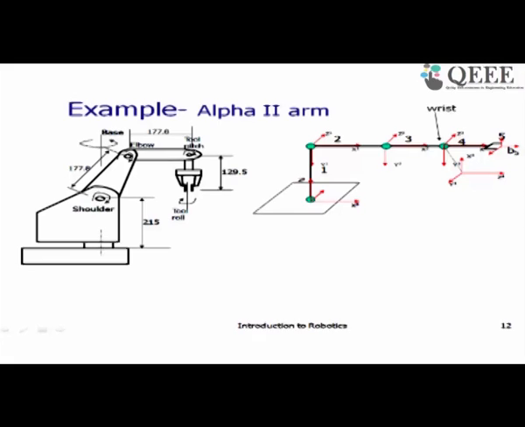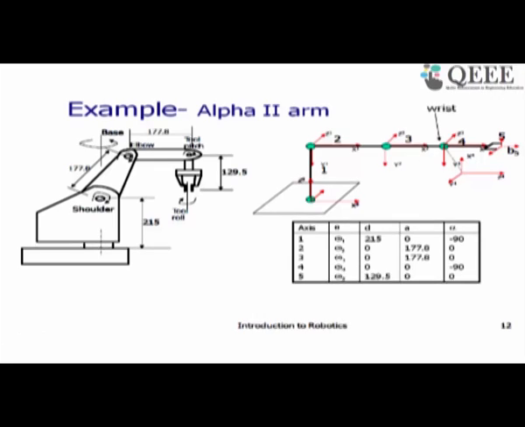I will not be explaining again how to get these DH parameters because we already saw that these are the DH parameters that you can get, and this is the way the coordinate frames are assigned. As you can see in the slide, you can see how to assign the coordinate frames and then how to get the DH parameters.